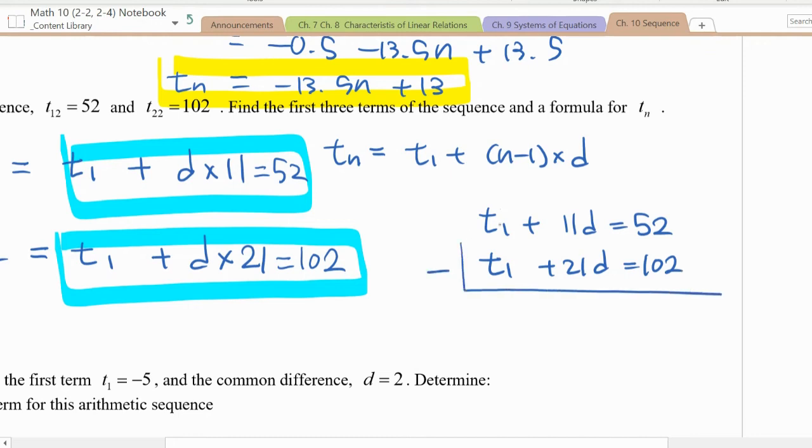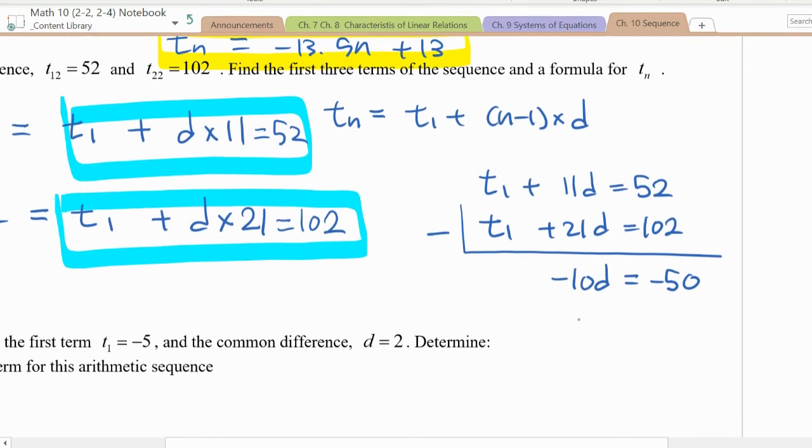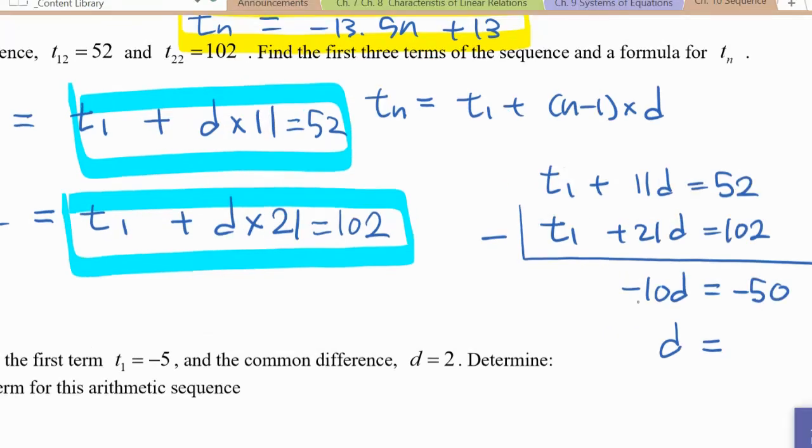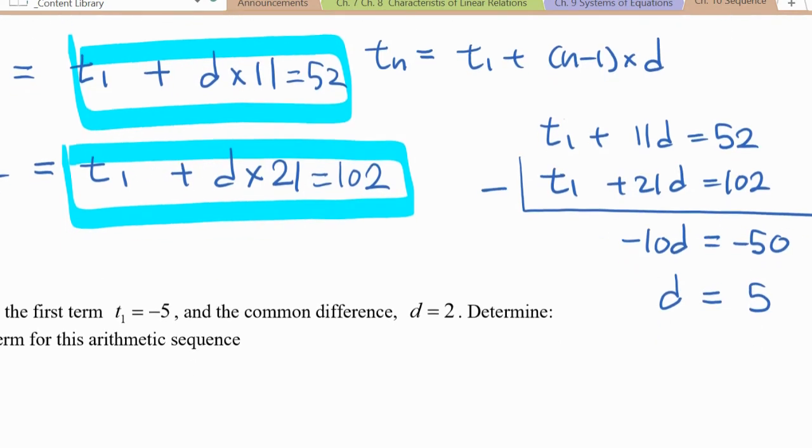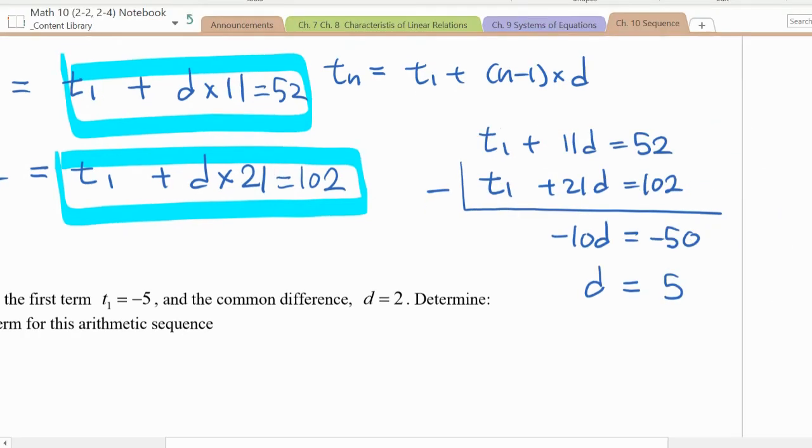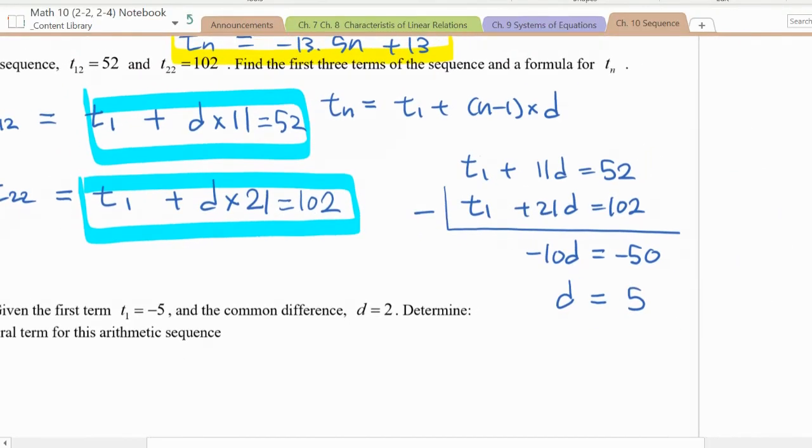Let's subtract. T1 minus T1 is gone. 11d minus 21d is negative 10d. 52 minus 102 is negative 50. So negative 10d equals negative 50. Then d, dividing both sides by negative 10, negative 50 divided by negative 10 is positive 5. So d equals 5. We found d.